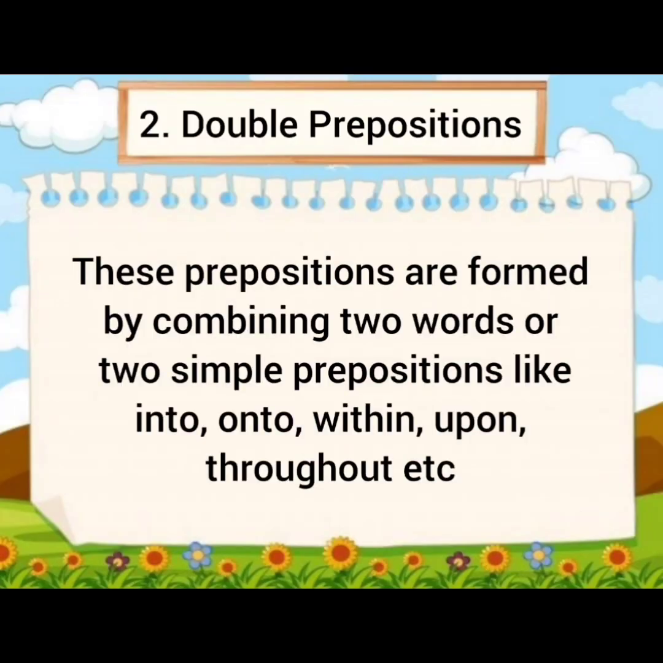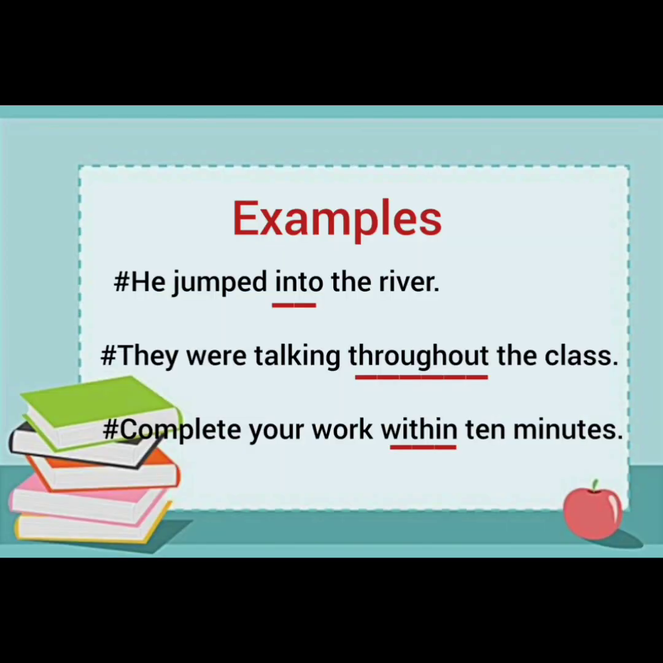Then next I have double prepositions. These prepositions are formed by combining two words or two simple prepositions like in, to. Two simple prepositions are joined together to make a double preposition. Onto, within, upon, throughout, etc. For example, he jumped into the river. Into is a double preposition used here. They were talking throughout the class. Complete your work within 10 minutes.